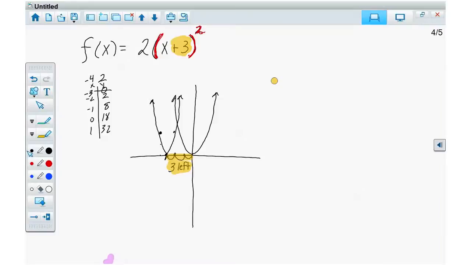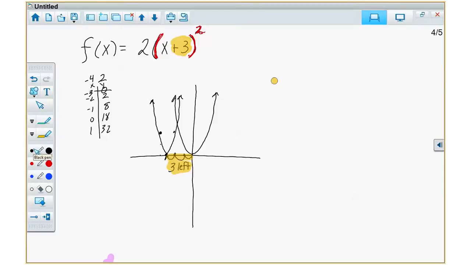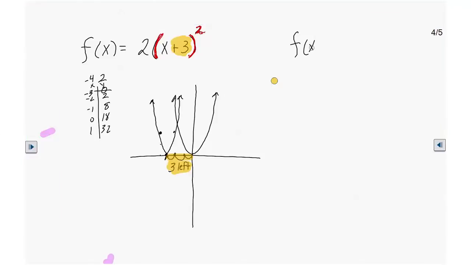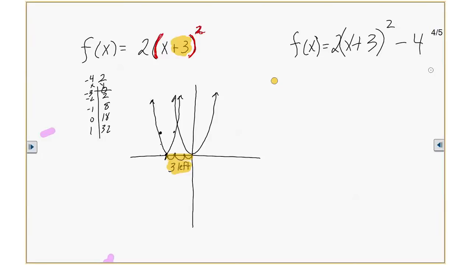So I want you to take your next graph and do the same thing. Put your numbers in, and I would suggest maybe going from negative 4 to negative 1, negative 5 to negative 2, something like that, because you're going to have some more numbers on the left.